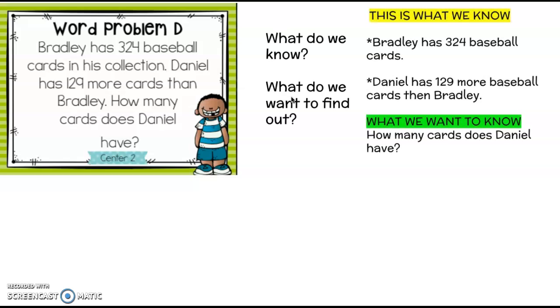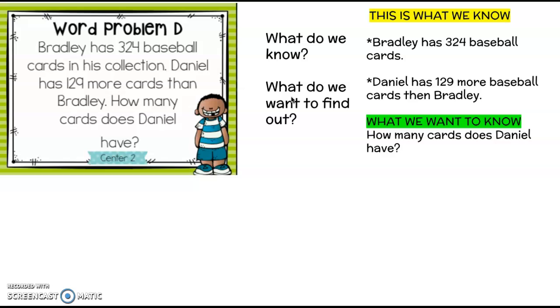So we know that Bradley has 324 baseball cards. And we know that Daniel has more, and he has 129 more than Bradley. Okay. And so we have to use that information to find out what we want to know. And what we want to know is how many cards does Daniel have?